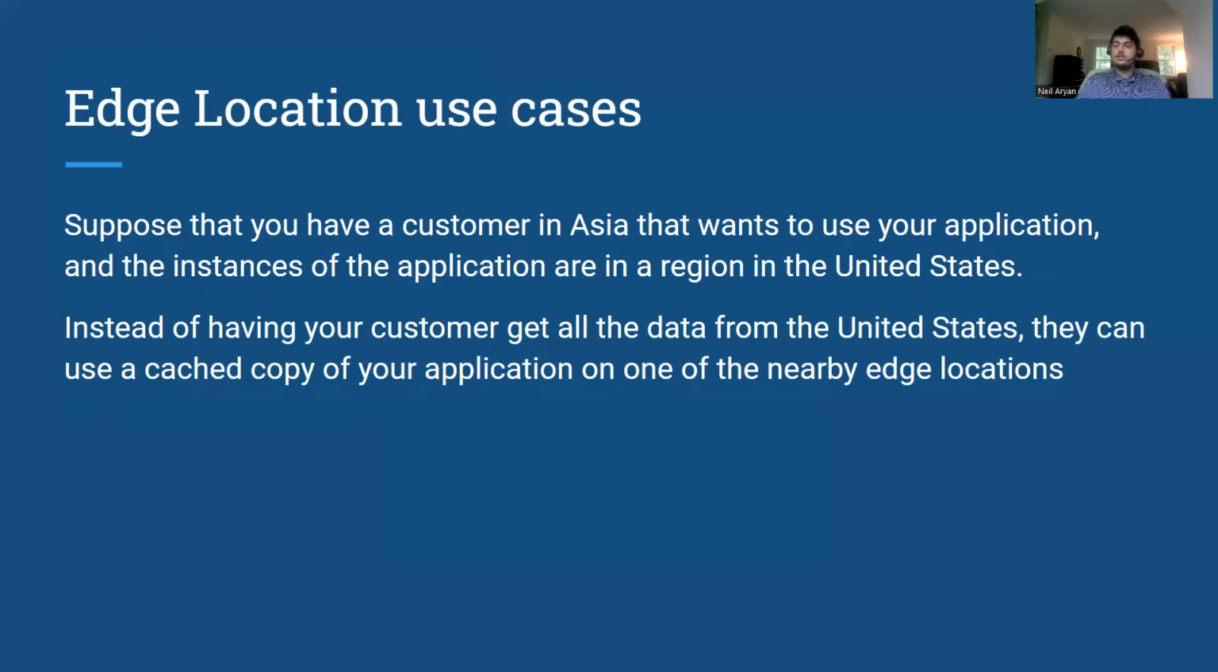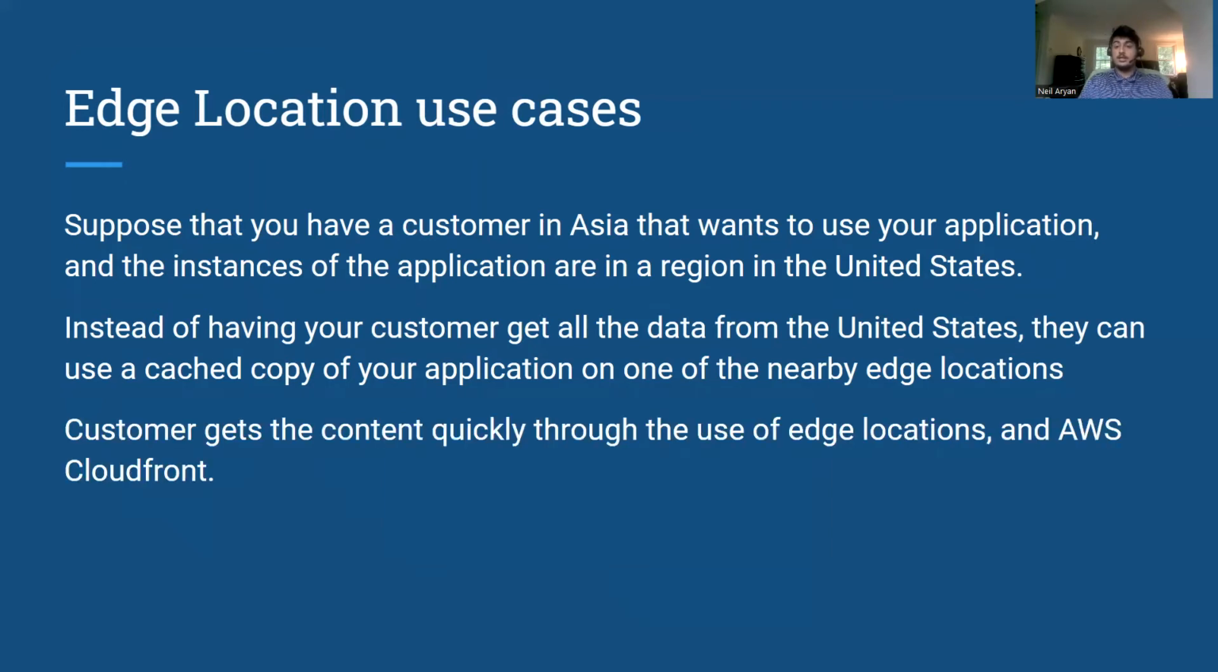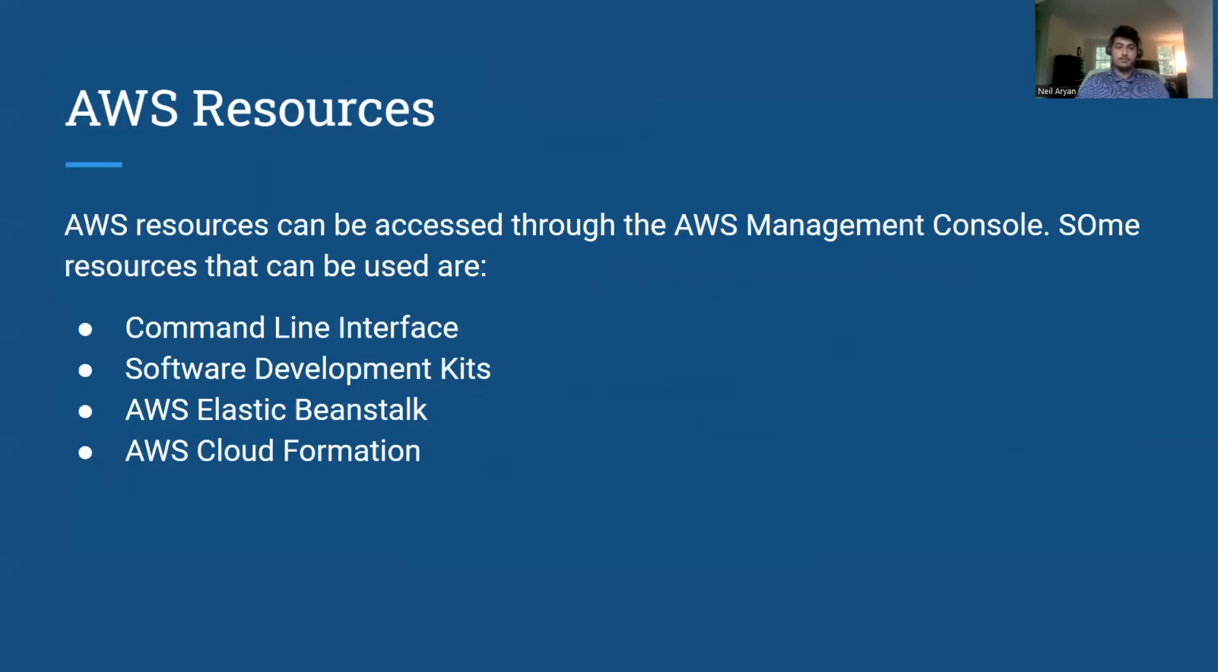I know that there's edge locations in Japan and in Hong Kong, so perhaps they can use one of those in these cached locations. Now, instead of getting the data from the United States, they can get the content quickly through their use of edge locations and AWS CloudFront.